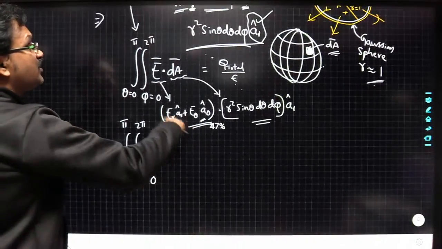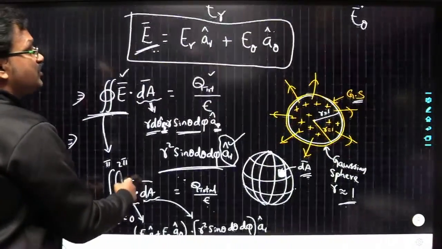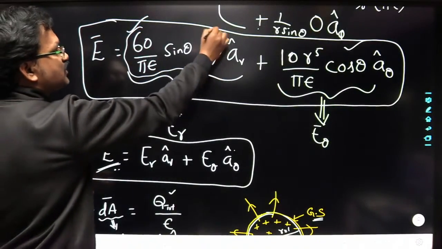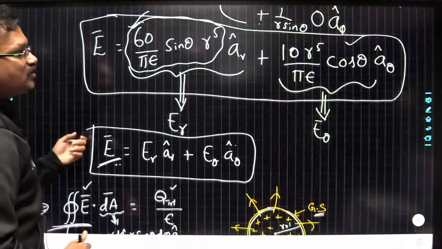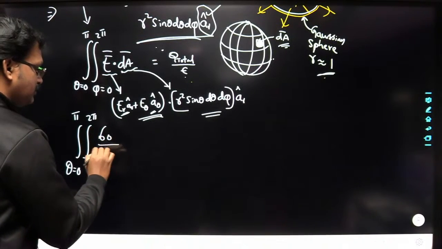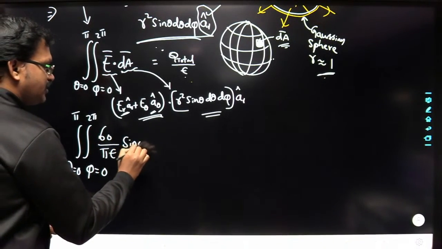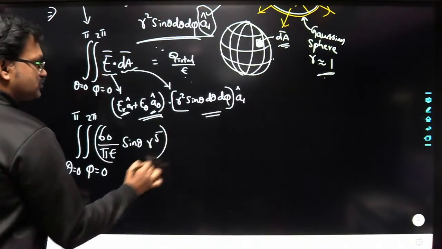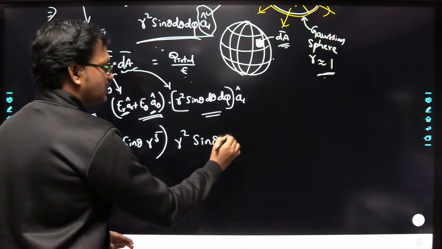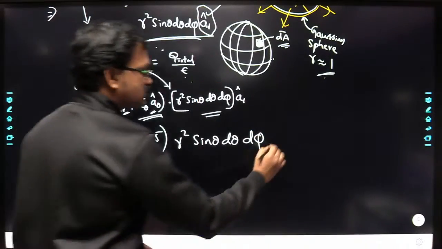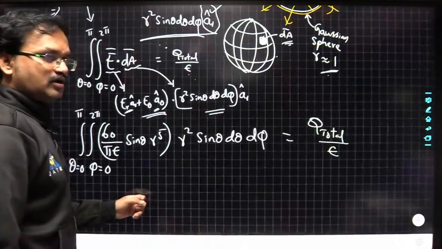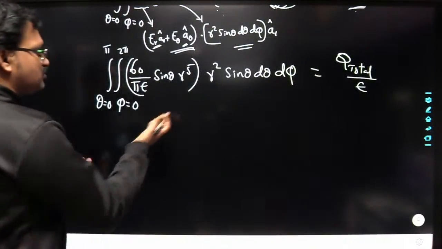So what is E_r here? We have determined that the expression for E_r is nothing but 60 by pi epsilon, sin theta into r power 5. Substitute that here. So this is nothing but E_r, multiplied by r square sin theta d theta d phi. So this is equal to Q total divided by epsilon. Now just solve this integration, that's it.